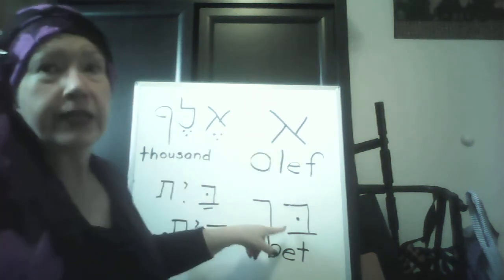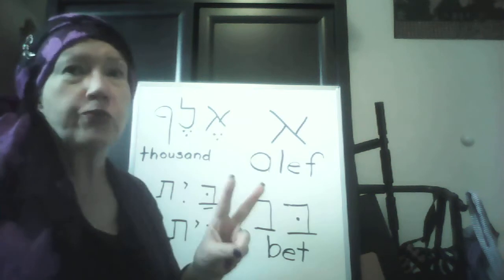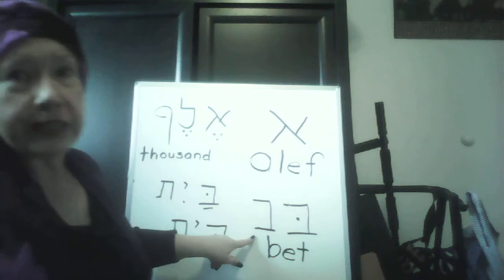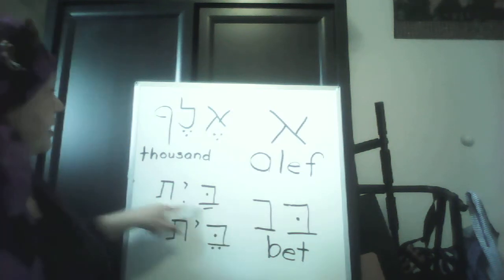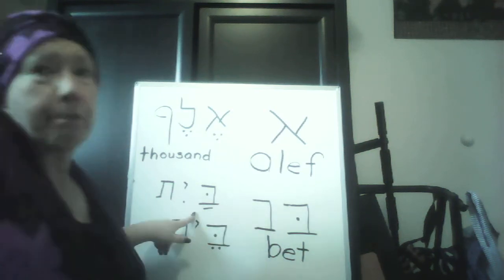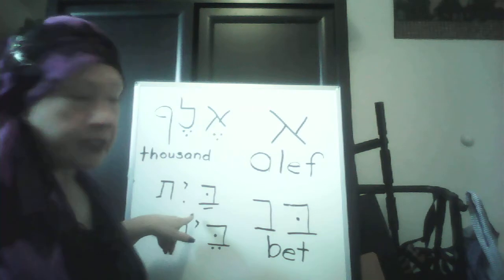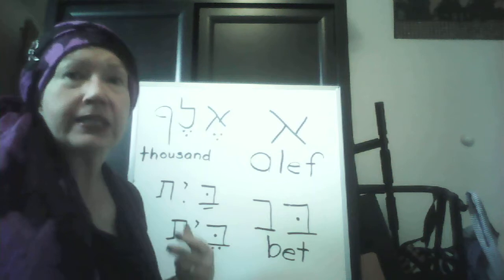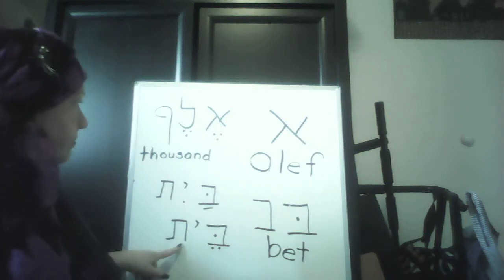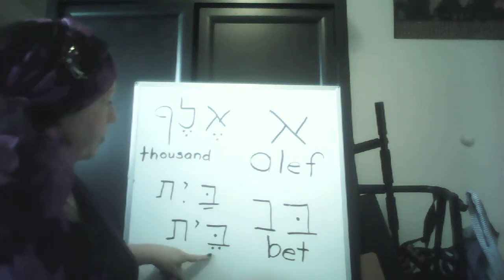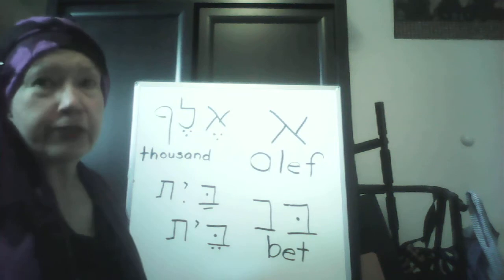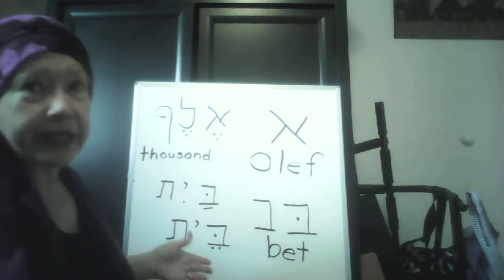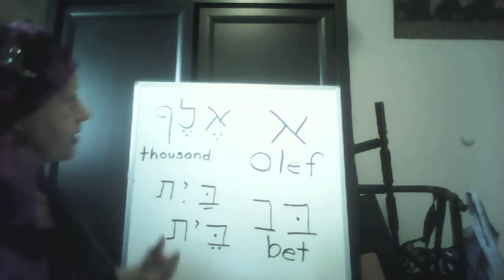Now, bet, its main meaning is, well, it has two things: house or in. The word that's most closely associated with the letter bet is the word for house, and it's bayit. But in the name of our congregation, Kehilat Beit Lechem, we have beit. It's not pronounced bite, it's pronounced bait. And the difference is something that you'll hear about, and it'll probably be a long time until we actually get into it, but I'll mention it over and over again up until then.